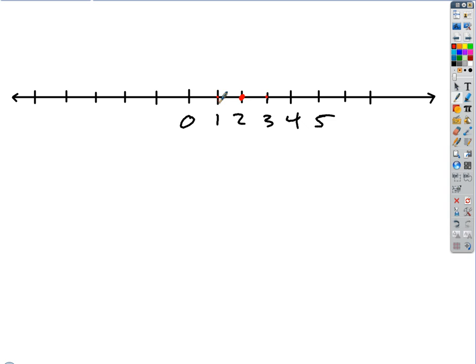Does 5 work? No. 5 doesn't work, does it? 2.5 would work. Would 4 work? 4 would work. Would 4.000001 work? No, it wouldn't, would it? So 4 would be kind of an endpoint, wouldn't it? That's the furthest we could get to the right away from 2. What's the furthest we could get to the left away from 2? 0. Okay.